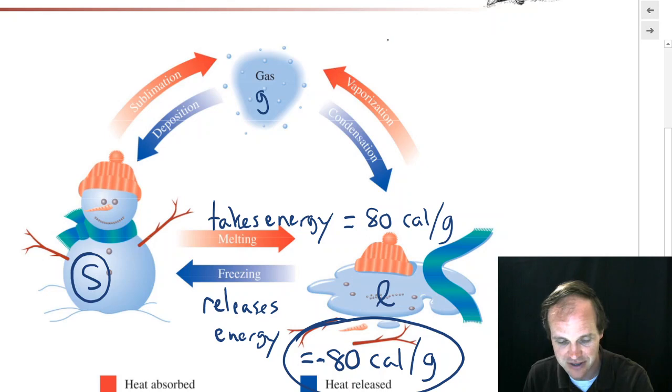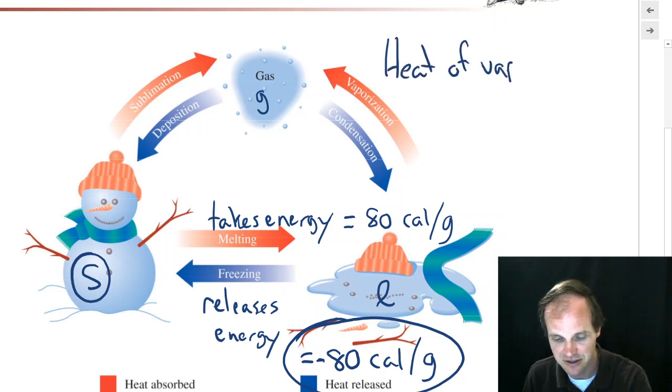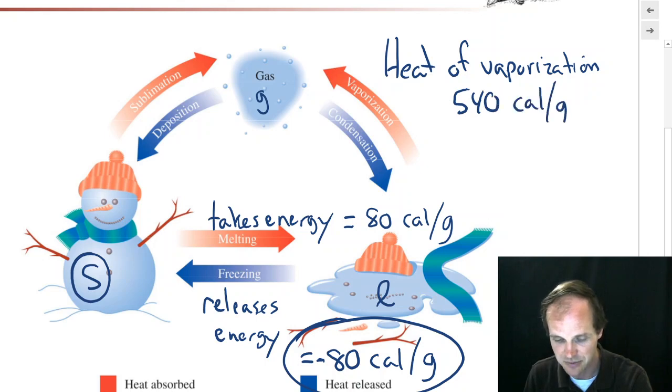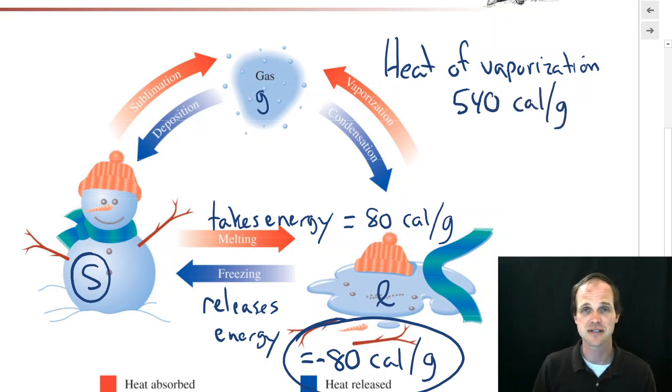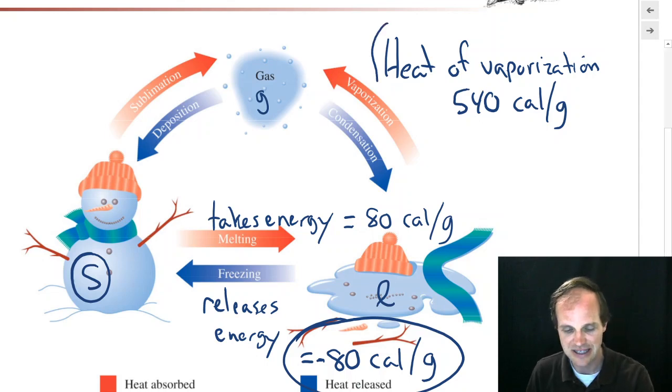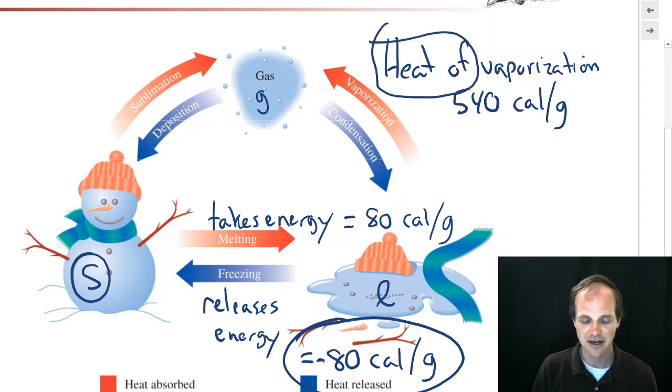The energy of vaporization, what we call the heat of vaporization, is 540 calories per gram for water. For other substances, it's different, but it's also large compared to the energy it takes to melt. So the heat of vaporization, that's just a term we use. The heat of vaporization is 540 calories per gram.